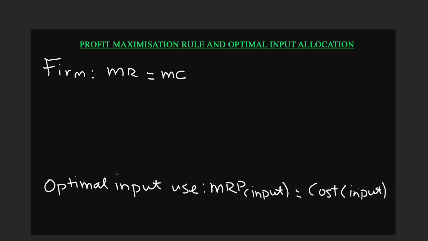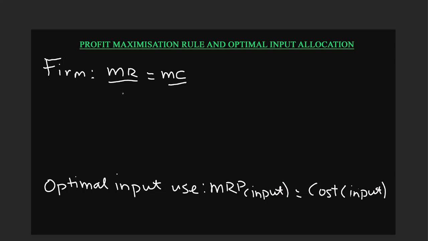In this video, we are going to look at the rule for profit maximization and optimal input allocation. For a firm, the rule for profit maximization says that marginal revenue should be equal to marginal cost. Now, what do we mean by profit maximization? Profit maximization is the point where the firm earns its highest level of profit. So what does this rule mean?